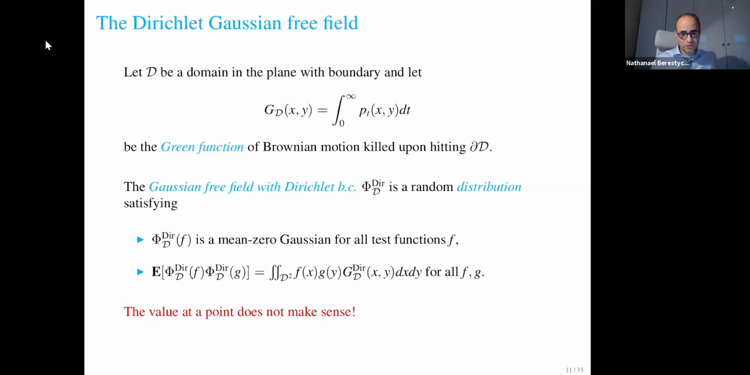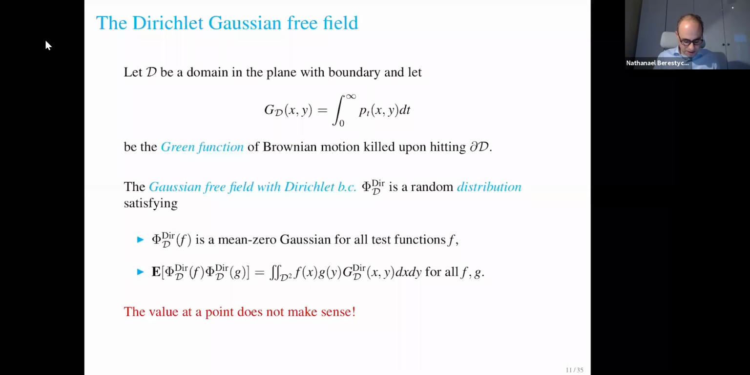So what is the Gaussian free field with Dirichlet boundary condition, or 0 boundary condition? This is written as phi Dir in my slides. And this is a random distribution, meaning that the pointwise values are not well defined, but it's a random distribution such that when I integrate it against the test function f, I get a Gaussian value, and that Gaussian value has mean 0 and a variance which is given by this double integral.